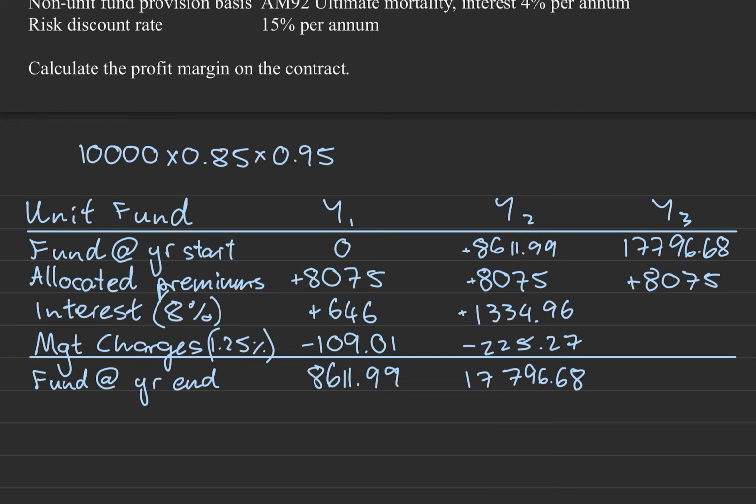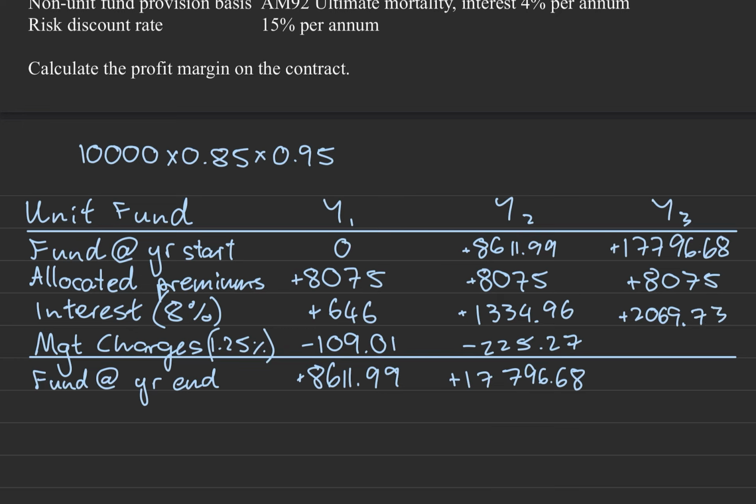17796.68 is my fund at the start of year 3. Then I add that allocated premium that comes in at the beginning of the year. Then I sum those two together, get my interest out. Now it should be becoming repetitive to us, a little bit boring now. So it's 2069.73. That's my interest in the year.